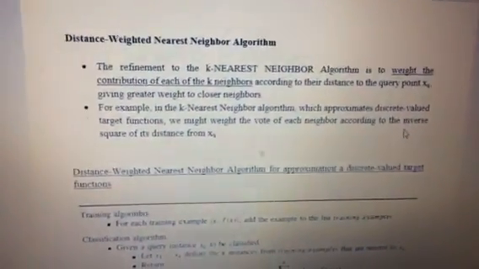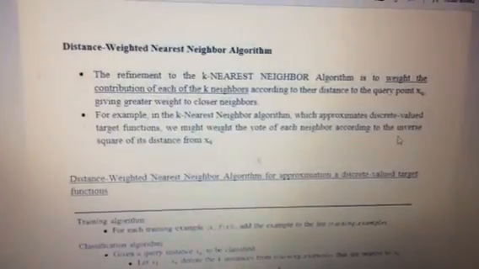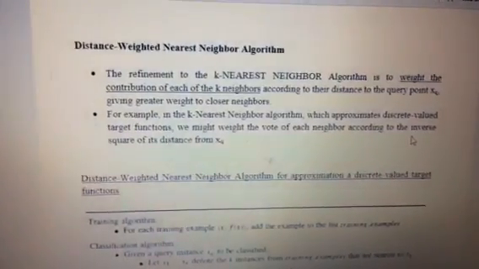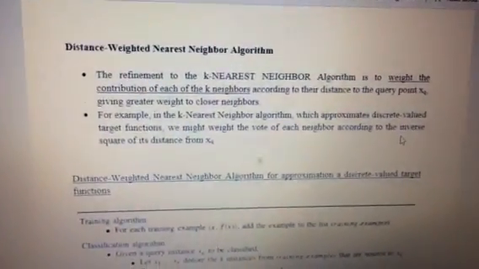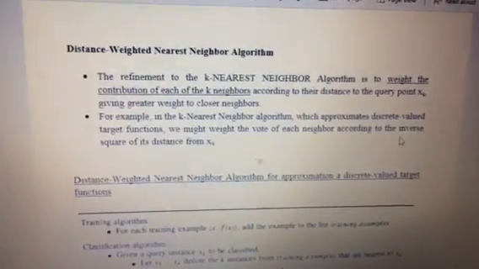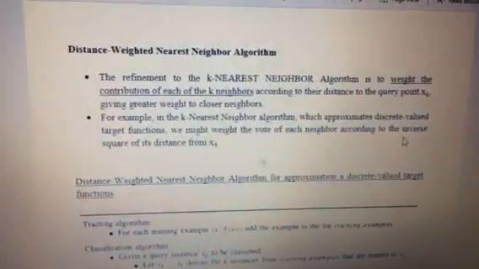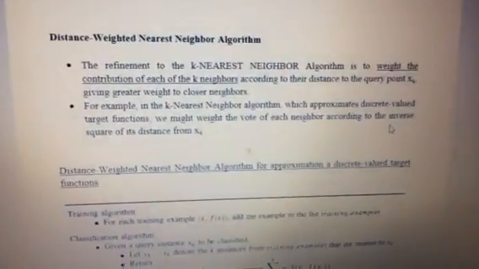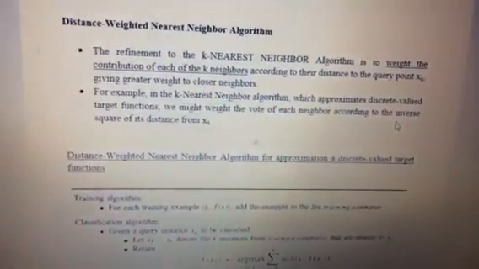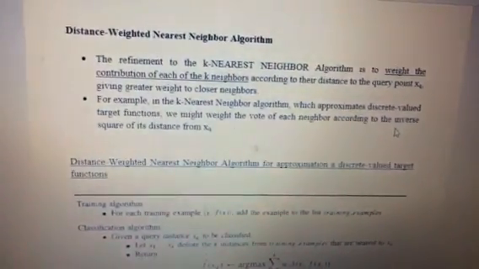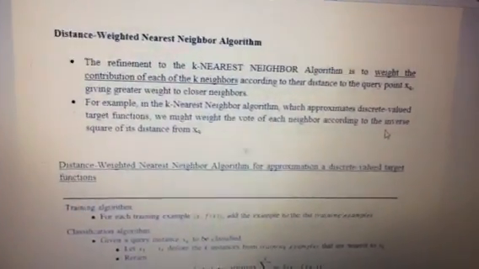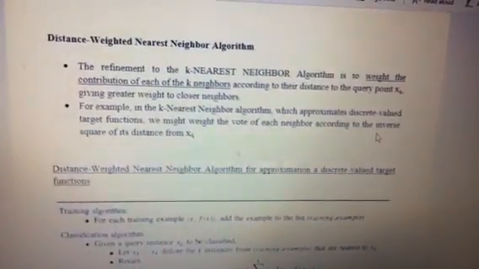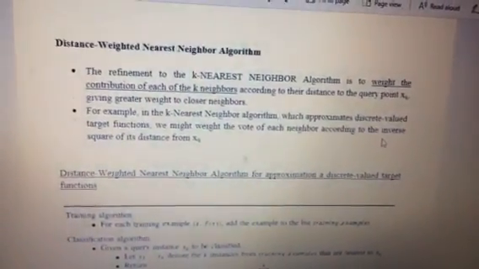We have already studied what is meant by weight in an artificial neural network. The weight is a parameter that indicates the strength of any physical quantity that we are going to consider here. So the weight indicates the strength of a quantity. Here this weight is assigned to each of the data points, or the neighboring points from a query point, depending upon the distance. A greater weight is assigned to closer neighbors and a smaller weight is assigned to farther neighbors.